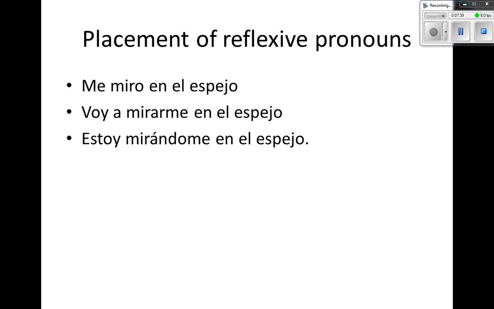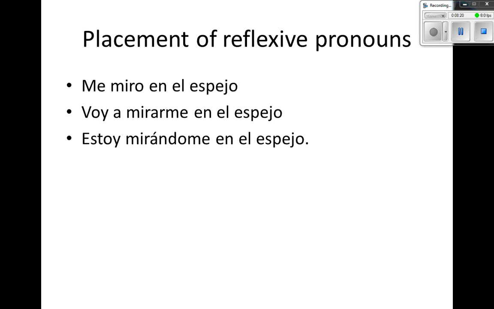And the last example, when we're using the present progressive tense. The present progressive tense is using the helping verb estar and then the gerund, that -ando, -iendo form. When we do that, we're going to again attach the pronoun me right to the end of the gerund. Estoy mirándome en el espejo. Just one other thing. Look at the mirándome. Do you notice that accent mark right there? When we are adding the pronoun, we also have to add an accent mark. So we're going to add the accent mark over the a in mirando.